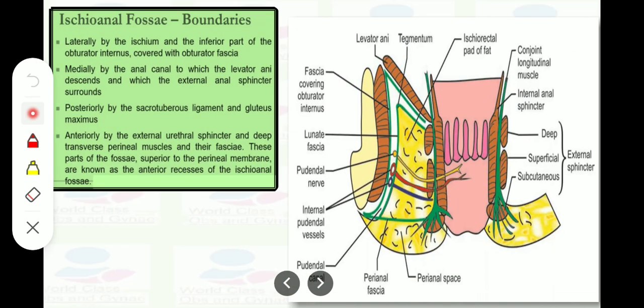Ischiorectal fossa boundaries you can see from the figure. Laterally by the ischium and inferior part of obturator internus covered with obturator fascia. So in the figure you can see fascia covering obturator internus that forms the lateral boundary. Okay, the ischium and obturator internus with the fascia covering obturator internus. Okay, and medially by anal canal, to which levator ani descends and which the external anal sphincter surrounds. Posteriorly by the sacrotuberous ligament and gluteus maximus, anteriorly by external urethral sphincter, deep transverse perineal muscle and their fascia. These parts of the fossa superior to the perineal membrane are known as anterior recesses of ischiorectal fossa.